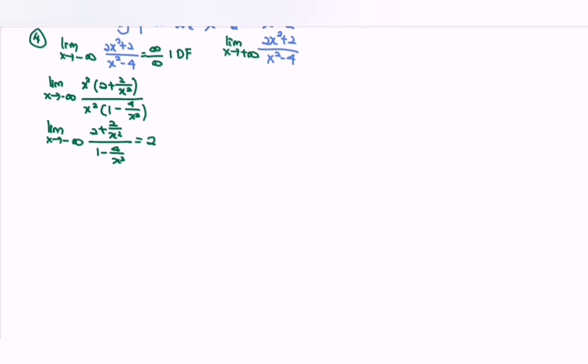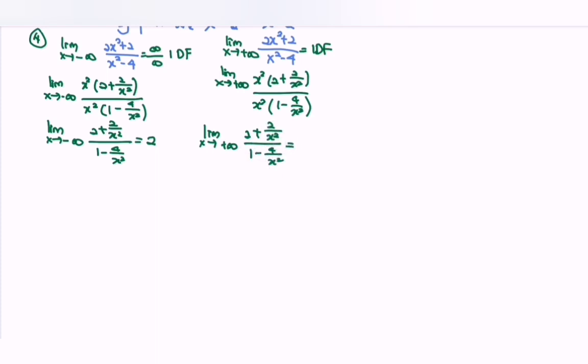Next, focus on the right hand side. Limit when x approaching positive infinity. So here we will have the indeterminate form as well. Next, what we have to do is to factor out the x squared. So we have 2 plus 2 over x squared, over x squared times 1 minus 4 over x squared. So finally, limit when x approaching positive infinity, we have 2 plus 2 over x squared over 1 minus 4 over x squared. If we substitute, we will have the value of y approaching 2 as well as x approaching positive infinity. So as a conclusion, horizontal asymptote is y equals 2.